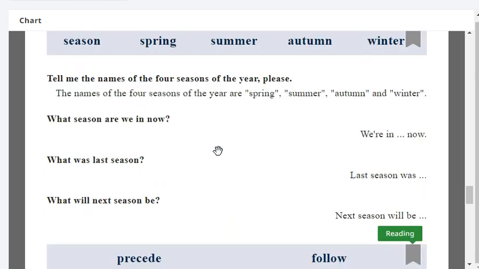Season: spring, summer, autumn, winter. Tell me the names of the four seasons of the year, please. The names of the four seasons of the year are spring, summer, autumn, and winter. What season are we in now? We are in summer now. What was the last season? Last season was spring. Very good. What will next season be? Next season will be autumn.